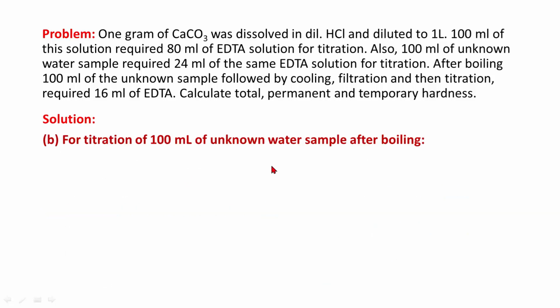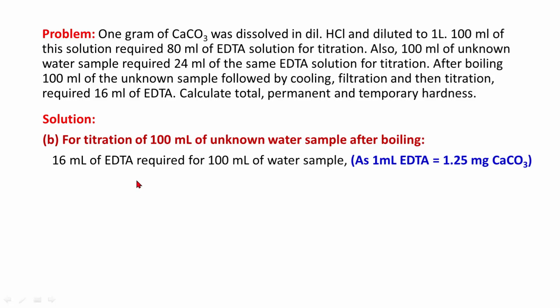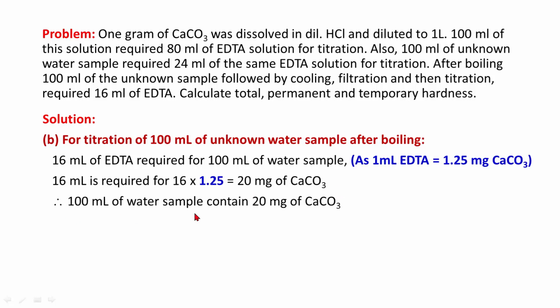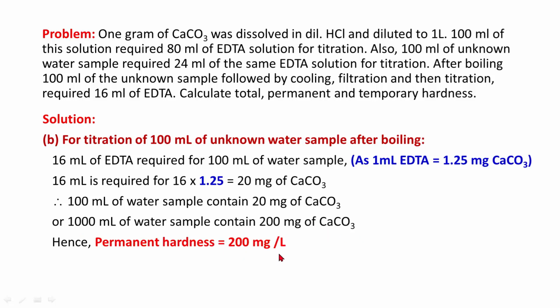For titration of 100 ml of unknown water sample after boiling, 16 ml of EDTA is required. So 16 ml of EDTA is required for 100 ml of water sample. Hence 16 ml is equal to 20 milligram of calcium carbonate. Therefore 100 ml of water sample contains 20 milligram of calcium carbonate, or 1 liter of water sample contains 200 milligram of calcium carbonate. That is, permanent hardness is 200 milligram per liter.